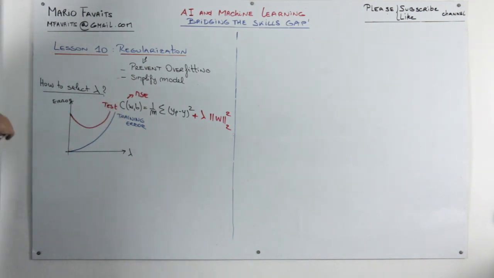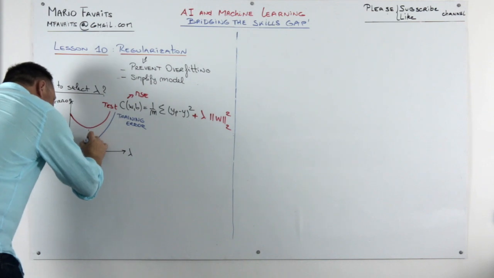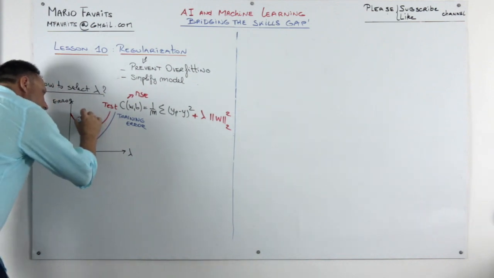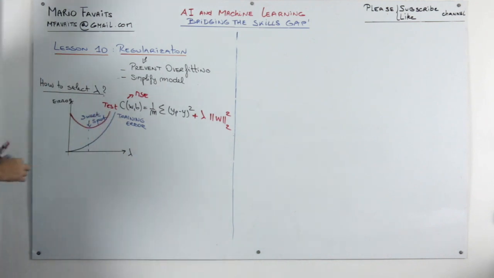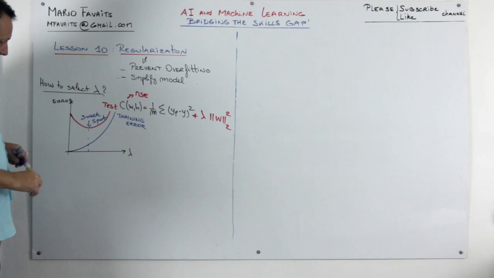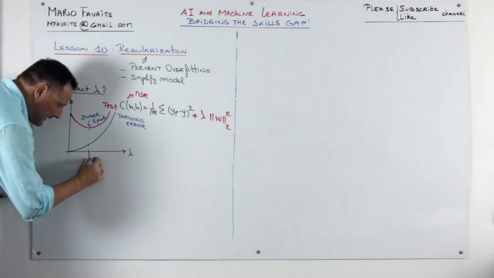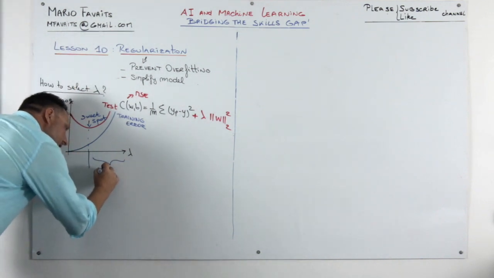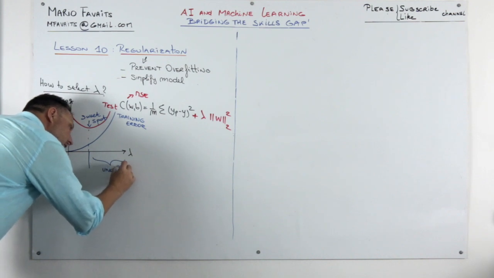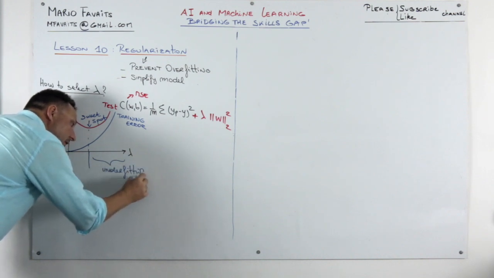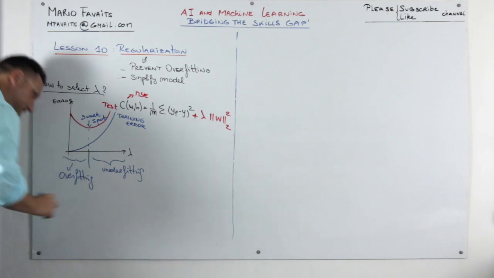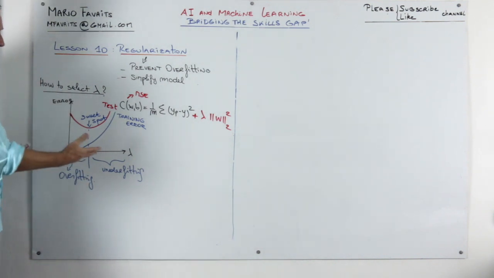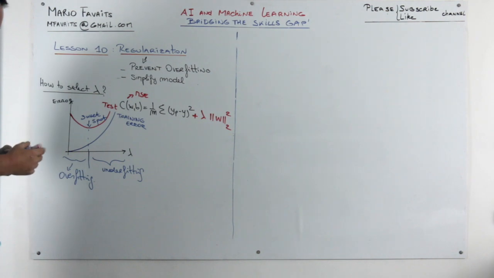Okay? Now you see that here there is a sweet spot where your test error is actually minimal. And so we can easily say that this zone here is underfitting, whereas this zone here is overfitting. So it's very important that you select the right lambda.